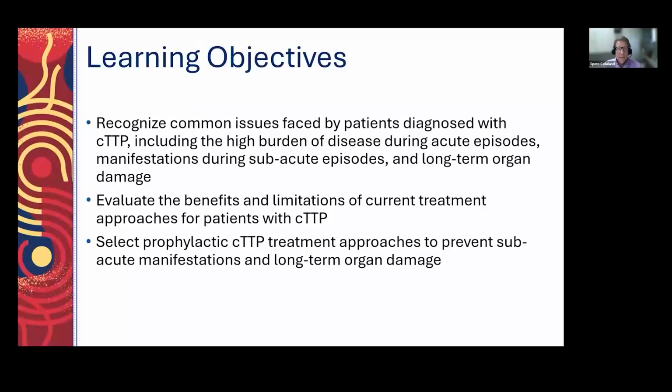Here are the learning objectives for today's webinar. To recognize common issues faced by patients diagnosed with congenital TTP, including the high burden of disease during acute episodes, manifestations during subacute episodes, and long-term organ damage. To evaluate the benefits and limitations of our current treatments for congenital TTP, and also to select the best prophylactic treatment for congenital TTP patients to prevent subacute manifestations and long-term organ damage.